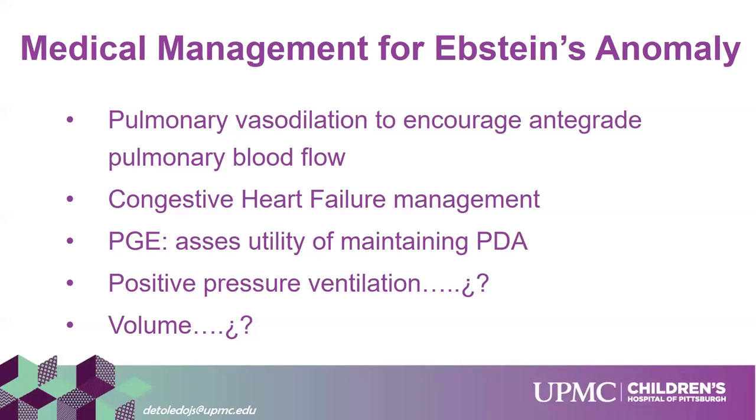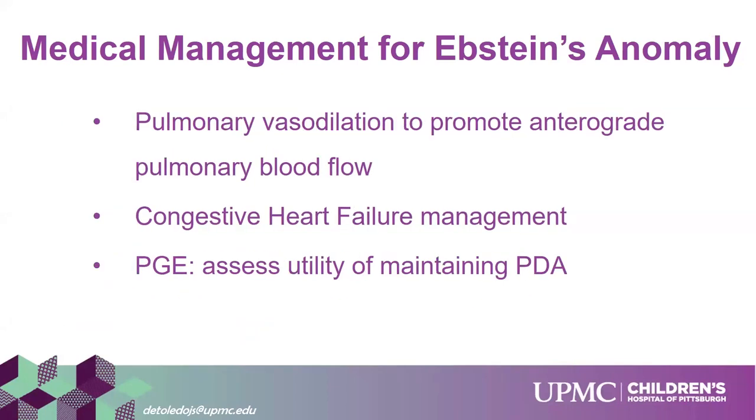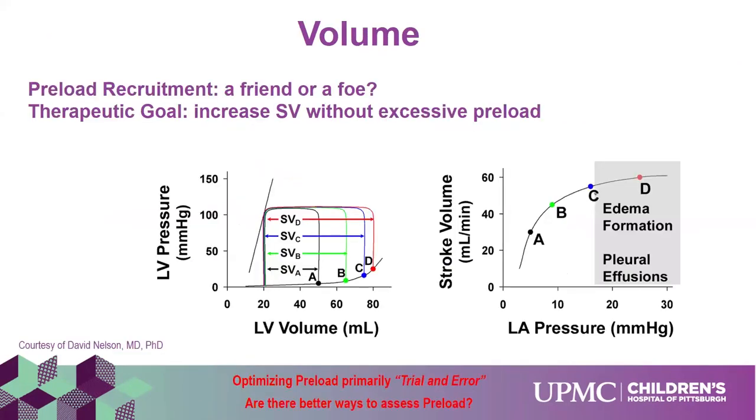But then another important thing, and it's something that Dr. Trucco alluded to in her previous presentation, is how we're going to use prostaglandins in these patients. When it's time to stop prostaglandins, what is the deleterious effect that prostaglandins will have in a patient that needs prostaglandins? When to stop it, when to slow it down. And then two important things. What about positive pressure ventilation? What about volume? So at the end it is pulmonary vasodilation, congestive heart failure, and judicious and rational use of prostaglandins.